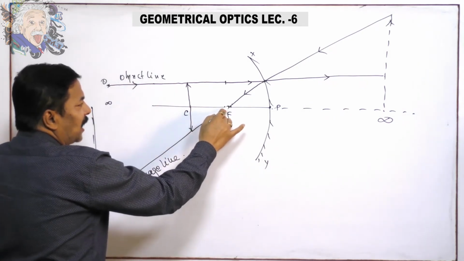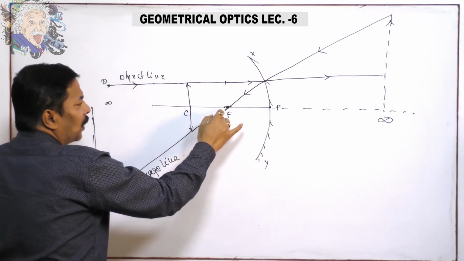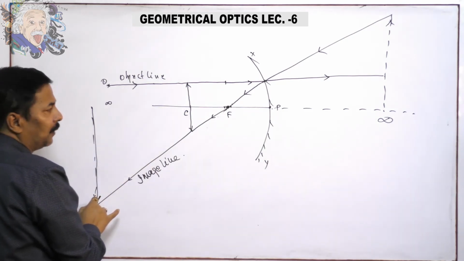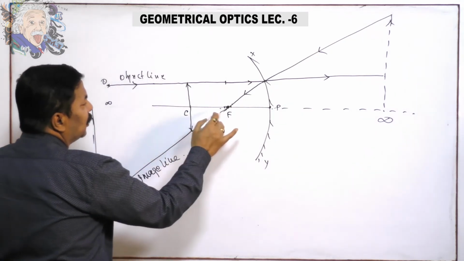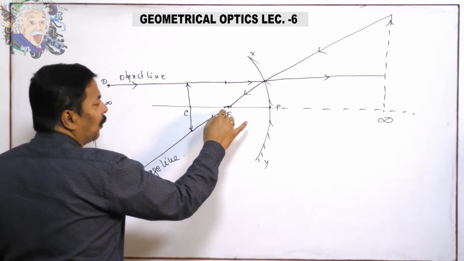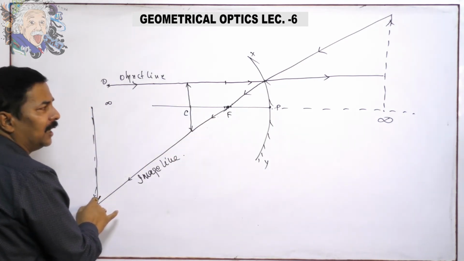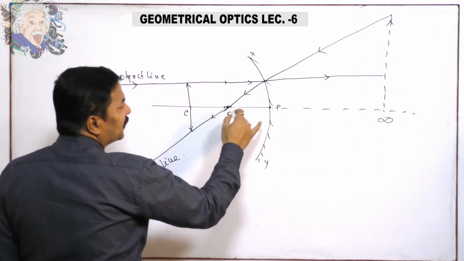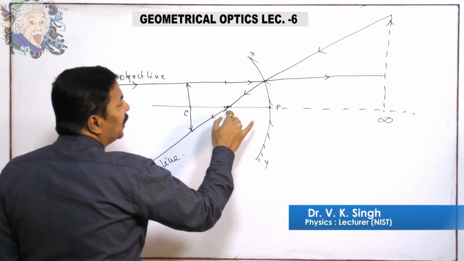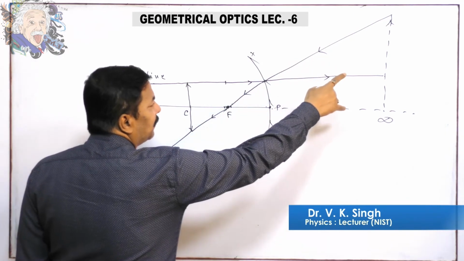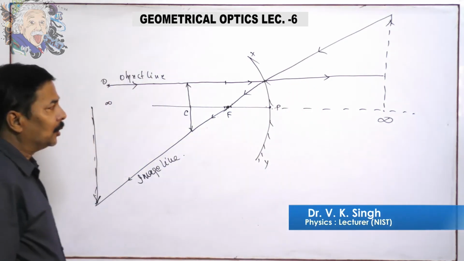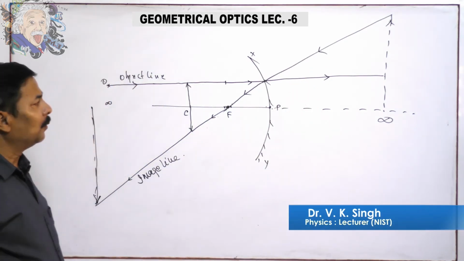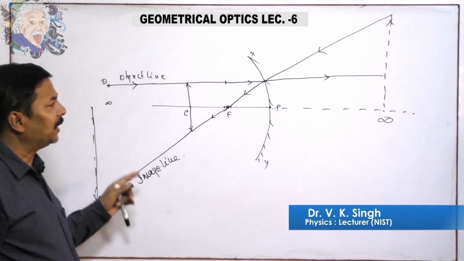Object is slightly left side of focus. Image is very near to infinity. In fact, it is real. Therefore, while drawing the ray diagram, if you are moving from this side, you can say that when the object is at focus, the image is at infinity, highly magnified. But if you are moving from this side, you can say that the virtual image is at infinity, and it should be highly magnified. So this thing, I hope, will be helpful to you in understanding the ray diagram.